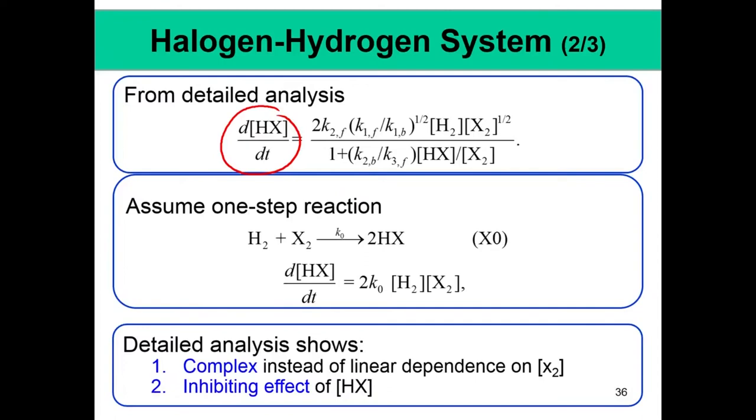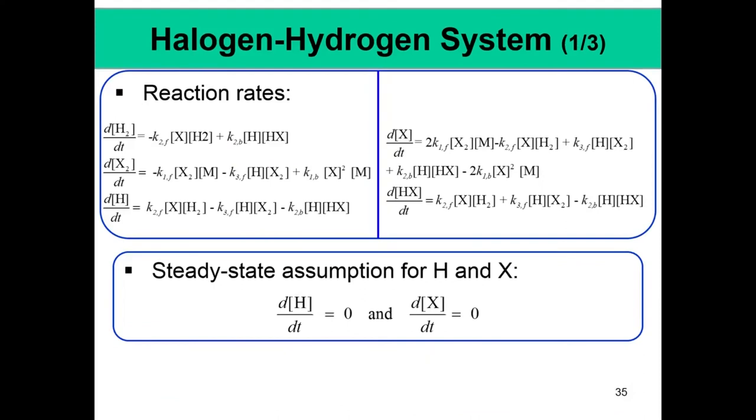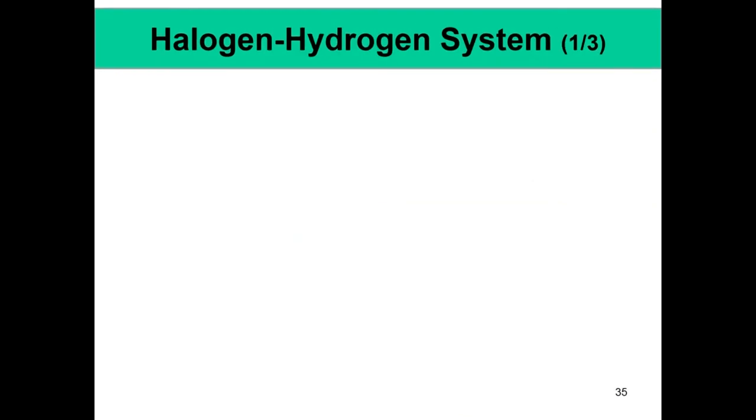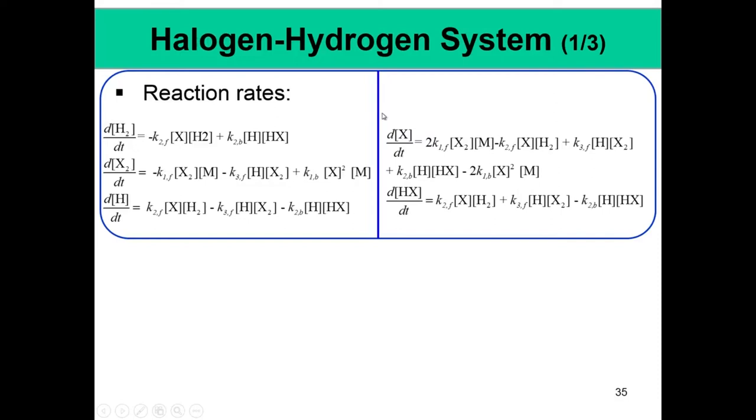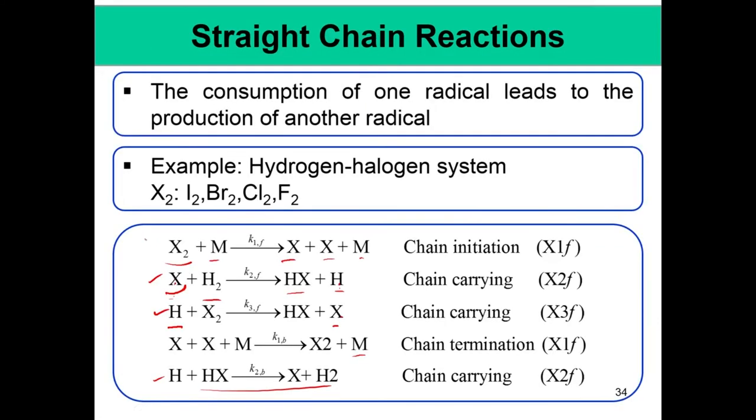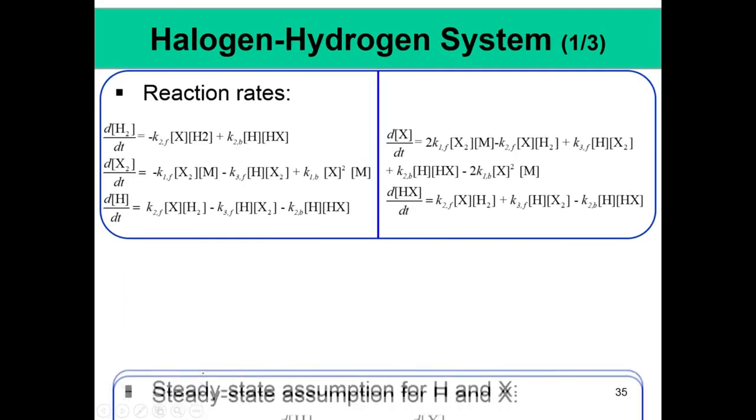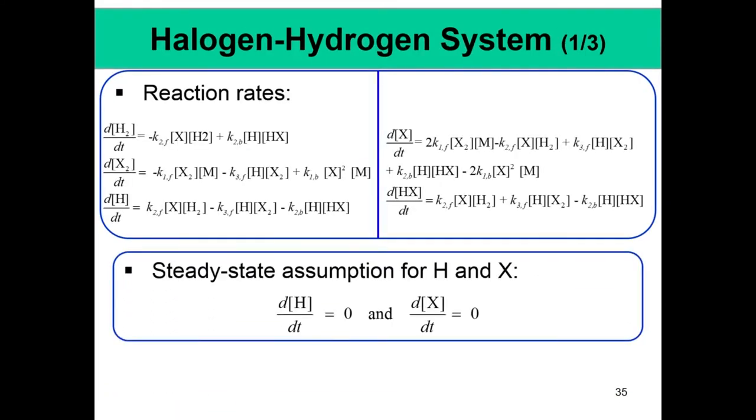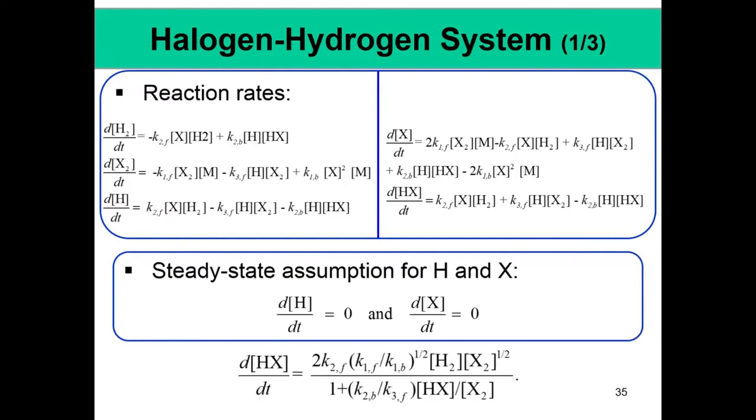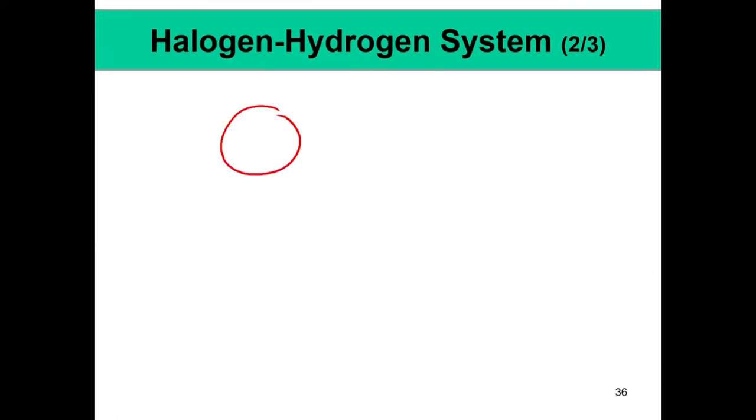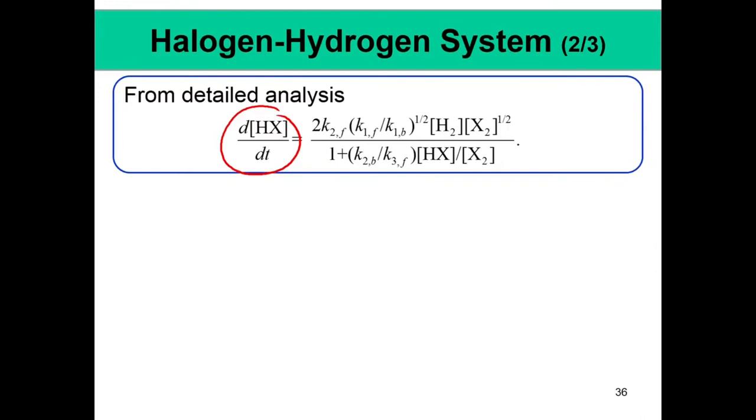Okay, so from the detailed analysis, which you can go through if you want, once again, these are the different reaction rates, considering all these different 5 steps. You can write down the reaction rates for each of these 5 steps, and then you can apply the steady state assumption, and then we can find out the net rate of formation of the product, which is of our interest, that is d[HX]/dt, which is the HX.